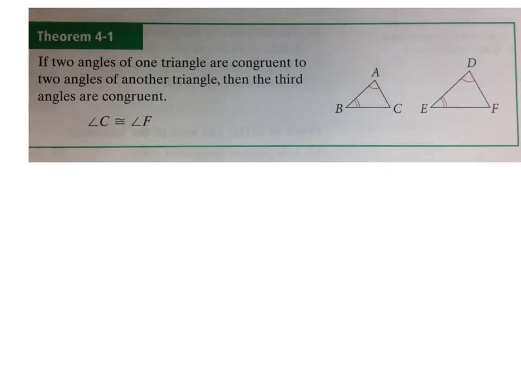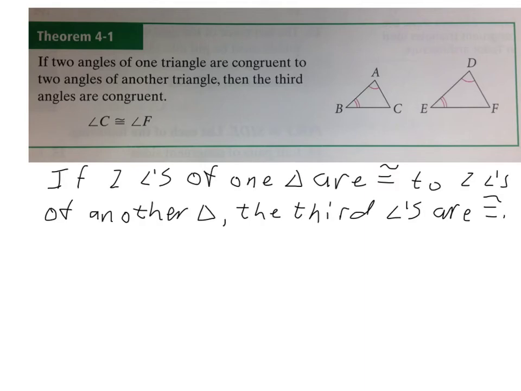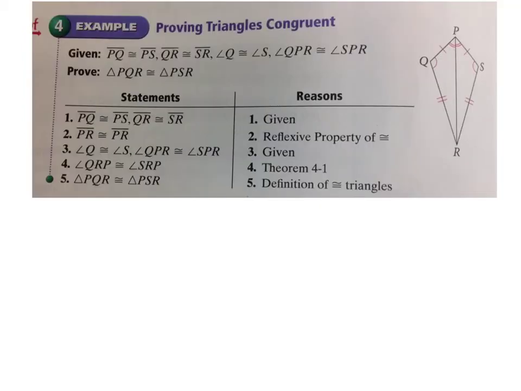Our first theorem in chapter 4 states if 2 angles of one triangle are congruent to 2 angles in another triangle, then the third pair of angles must also be congruent. Using our symbols, we will write if 2 angles of one triangle are congruent to 2 angles of another triangle, the third angles are congruent. Follow along with example 4, our first proof in chapter 4, while I talk you through it.